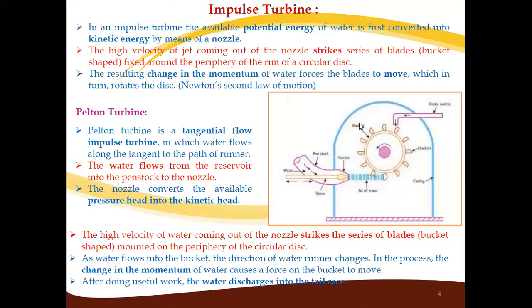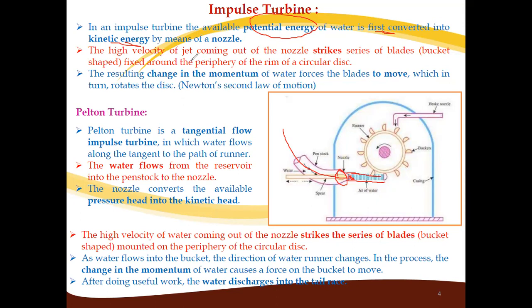So if you see this impulse turbine, in an impulse turbine, the available potential energy of water is first converted into kinetic energy by means of a nozzle. So here there is a nozzle. By means of the nozzle, the potential energy gets converted into kinetic energy, and this is the high velocity jet coming out of this nozzle, that is called a jet of water.